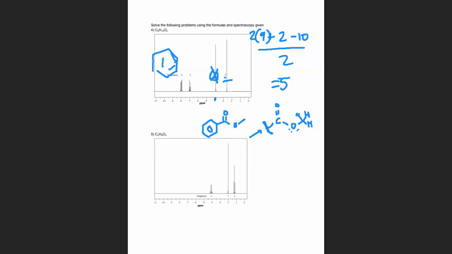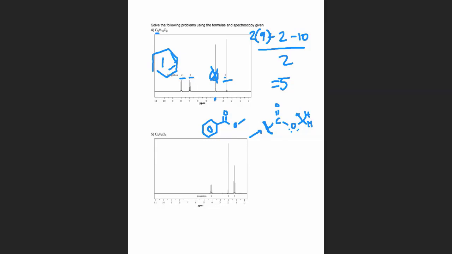Now we need to figure out where this 3 hydrogen singlet peak is. Now, how many carbons do we have currently? We have 1, 2, 3, 4, 5, 6, 7, 8, and we have 9 in the formula. So we're missing 1 more. We're also missing 3 more hydrogens, so we can say that that's a methyl group.